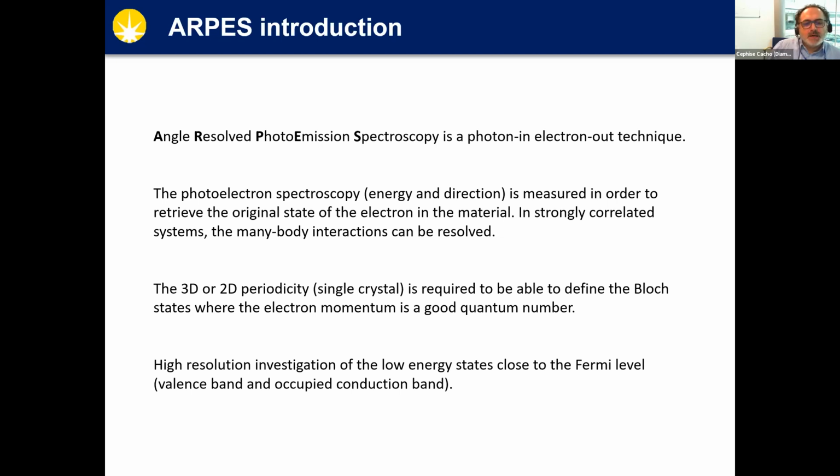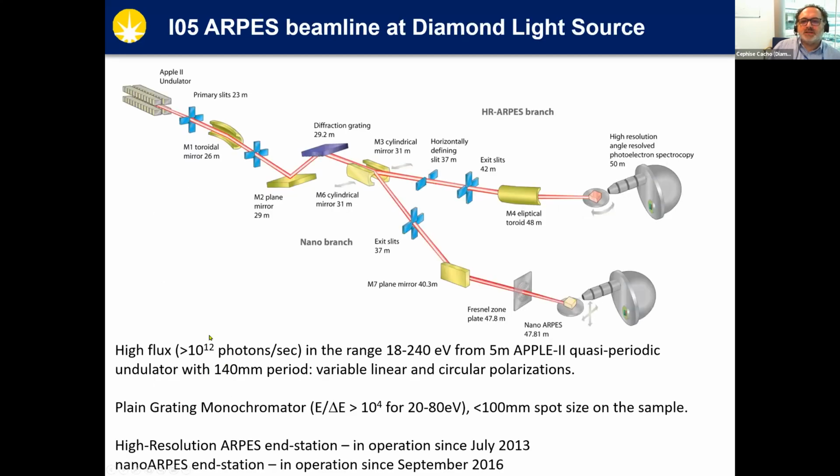So this is really the main constraint. What we're going to do here is talk about high resolution ARPES. We want to study the low energy states, which are very close to the Fermi level. So this is just the top of the valence band, and also sometimes the conduction band when it is occupied. How we do this, and this is an example, is the I05 beamline, and many beamlines are relatively similar.